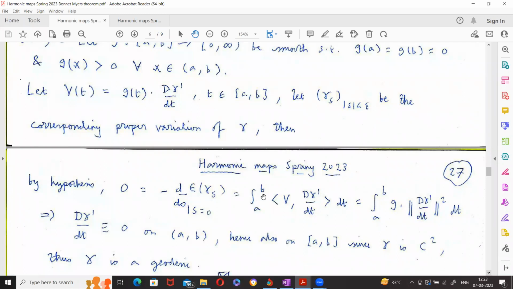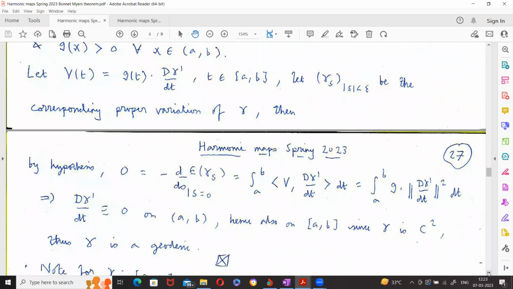Is this clear? Yes. Yeah, it's clear. It's clear?